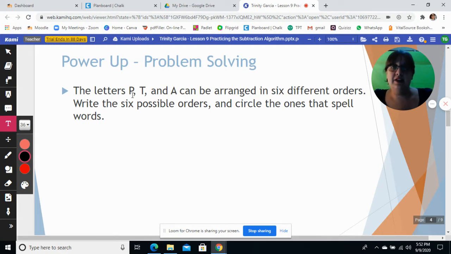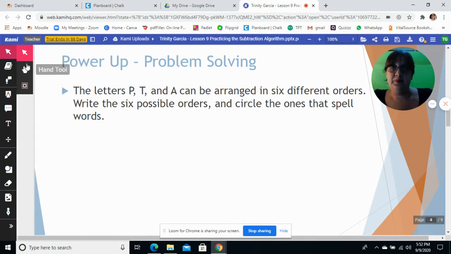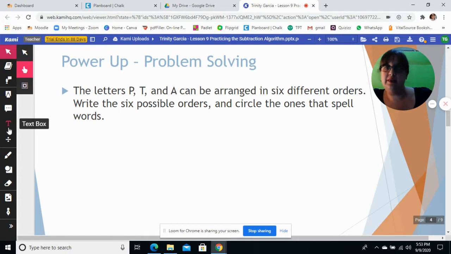So, the letters P, T, and A can be arranged in 6 different orders. Write the 6 possible orders and then circle the ones that spell words. All right, now we've done this with numbers, and today we're going to do it with letters.